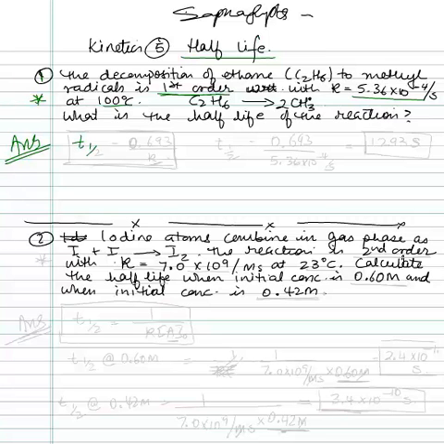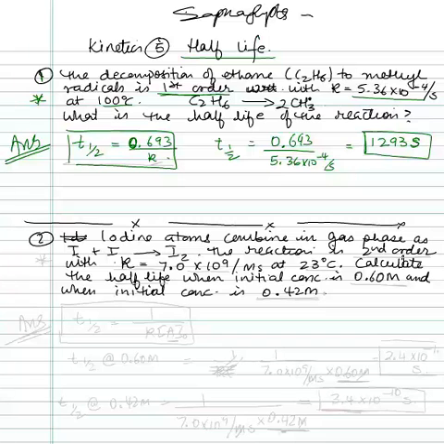The equation that you use for half-life for a first order reaction is t half equals 0.693 over k. That's the equation to use. So which means that t half for us is going to be 0.693 divided by 5.36 times 10 to the negative 4 per second, and this is 1,293 seconds.